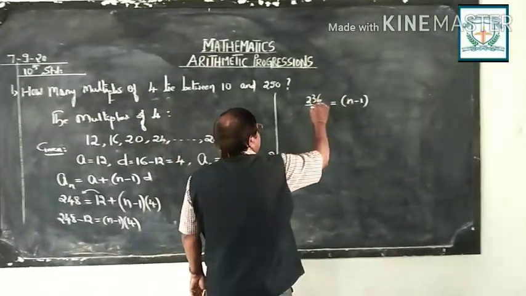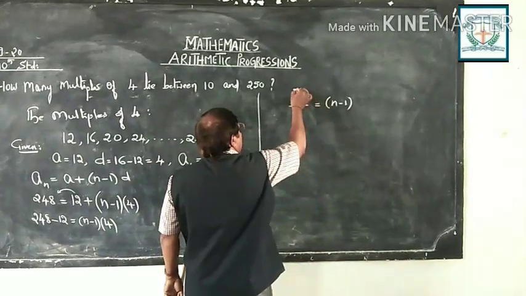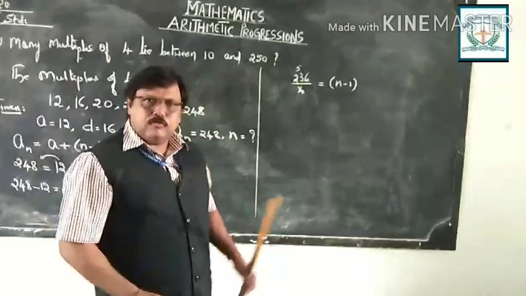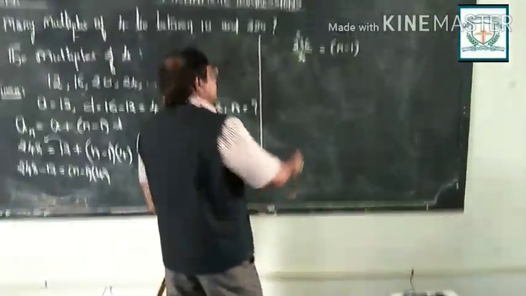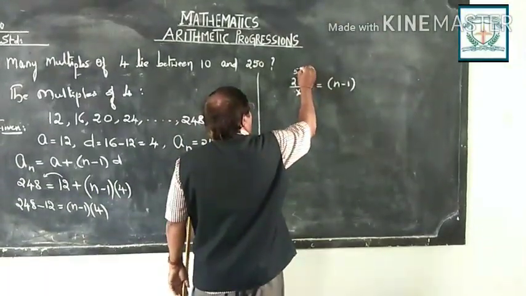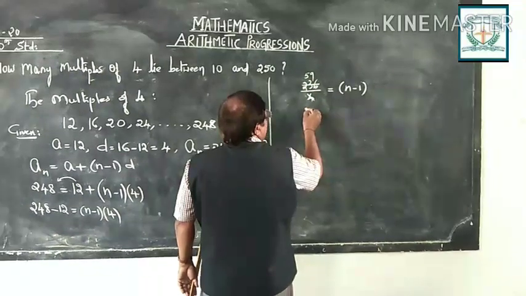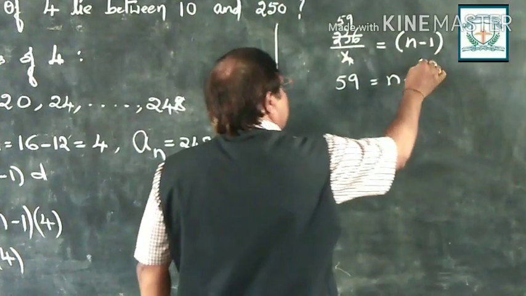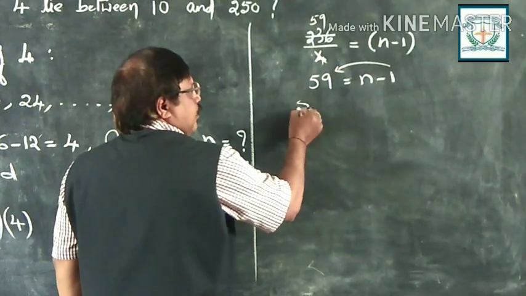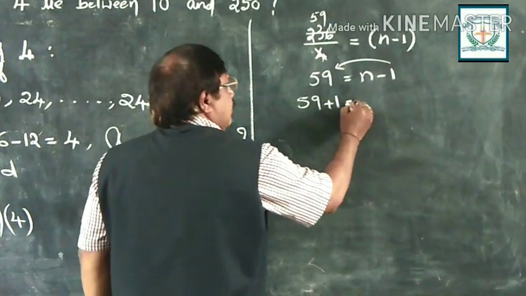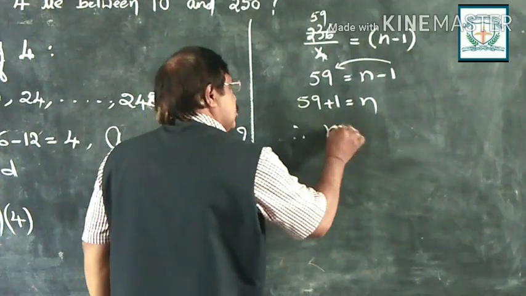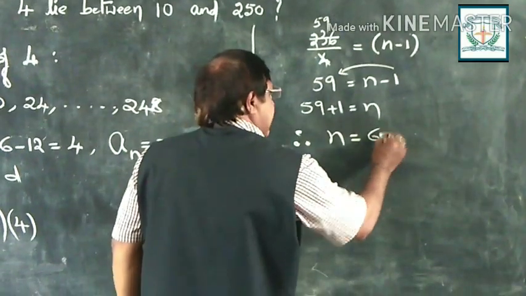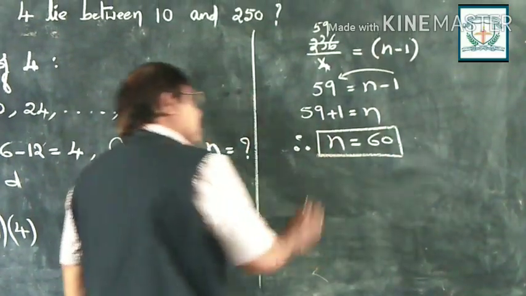If I divide this, 4 fives are 20, and 4 nines are 36. 59 is equal to n minus 1. Transpose minus 1. 59 plus 1, number of terms. So the number of terms therefore is 60.